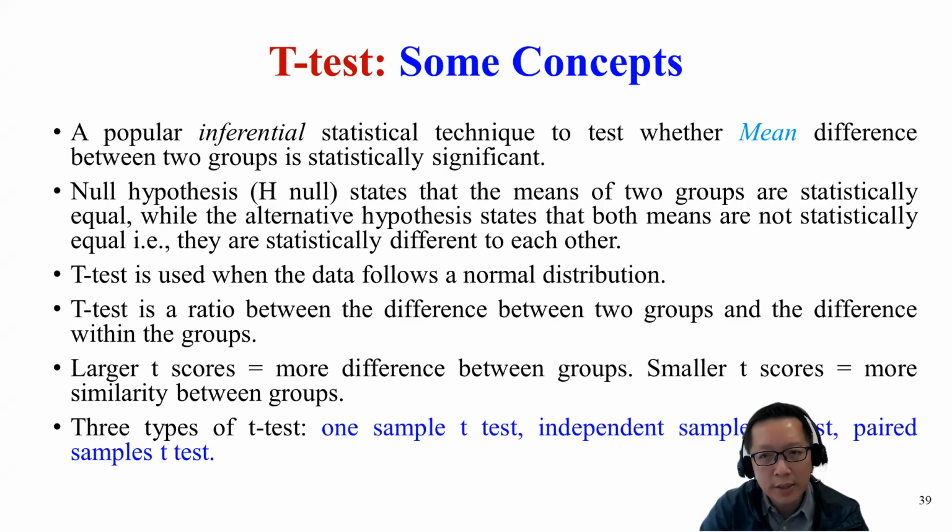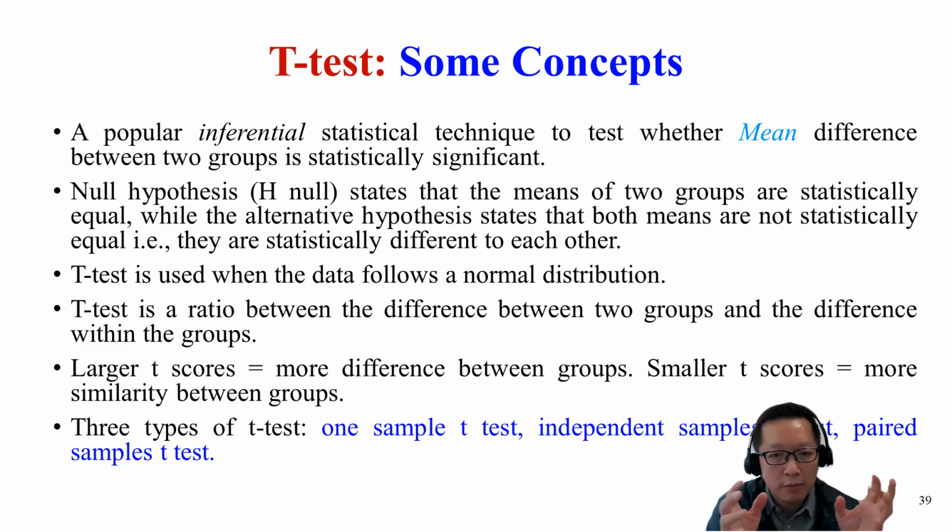So what is a t-test? A t-test is a way to compare the mean difference between two groups, right? The null hypothesis when you do a t-test is always saying that the two groups that you're comparing are statistically equal, or they're not different, right? While your alternative hypothesis is always trying to say that the means of these two groups are statistically different, or they're not statistically the same. One of the key conditions or assumptions for a t-test is that your data has a normal distribution.